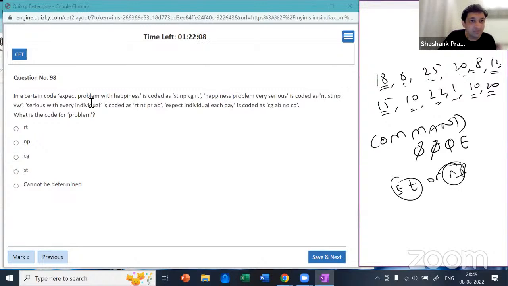Very I will not be able to figure out. तो यहाँ से नहीं मिल रहा. Happiness problem, expect and with. Expect I'll be able to figure out. Yeah, expect is, but even then it doesn't matter, no? ठीक है, I think it's CBD. चलो.